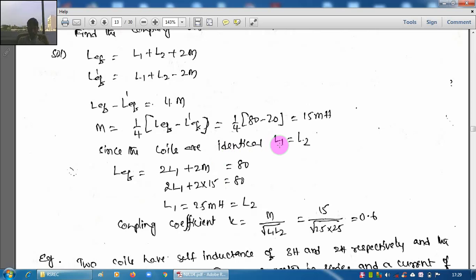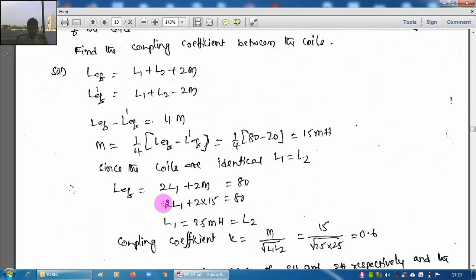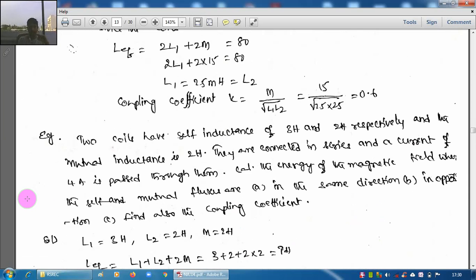Next you see, since the coils are identical coils, L1 equals L2. So if you use that, L1 equal to L2, then this is 2L1 plus 2M equal to 80. We can use this also. If we use the first equation, M is known, and from that we will get L1 as 25 millihenries. Same for L2. Now as M, L1, L2 are obtained, we can determine the coefficient of coupling K from this formula. It is found to be 0.6, that is 60%. So that is the one example.